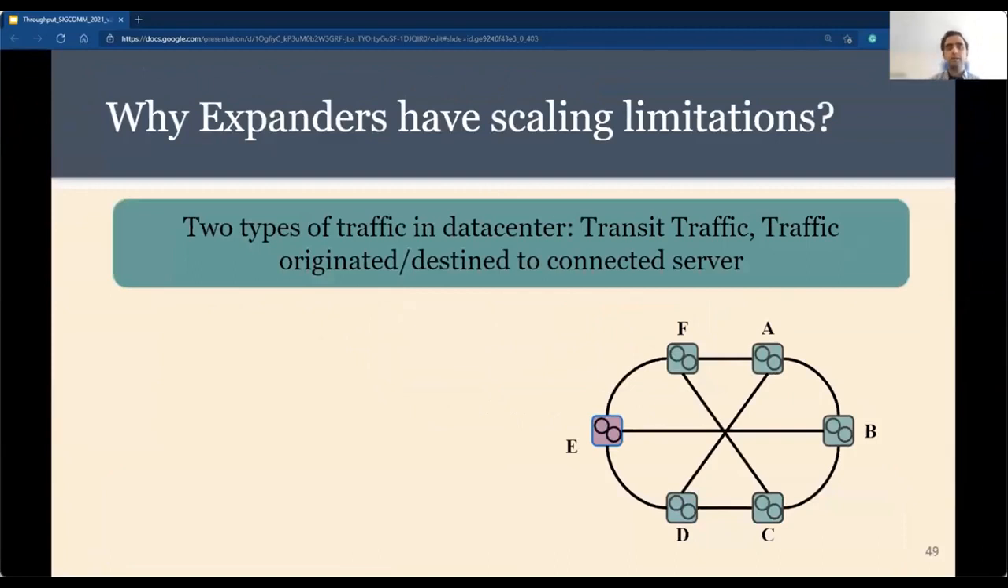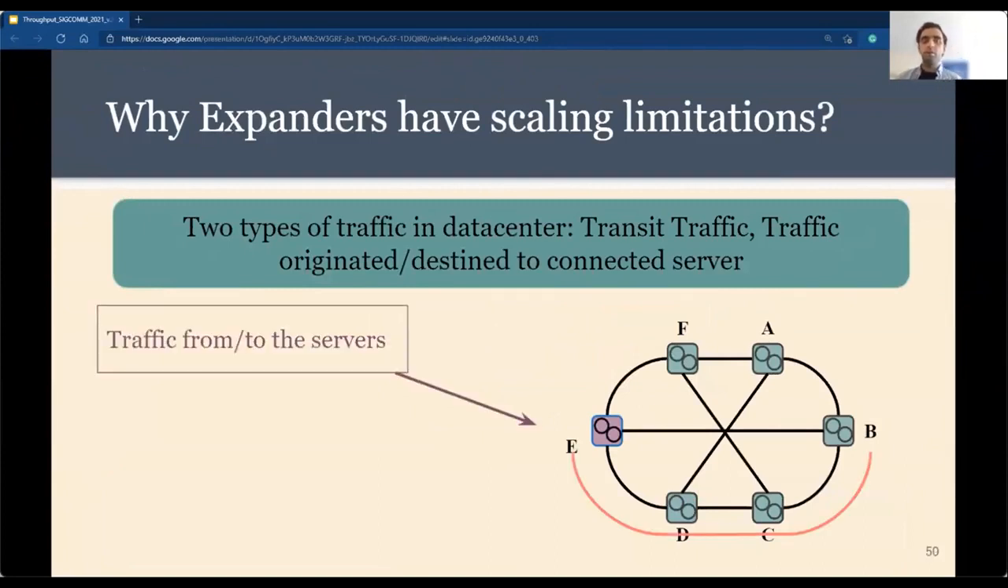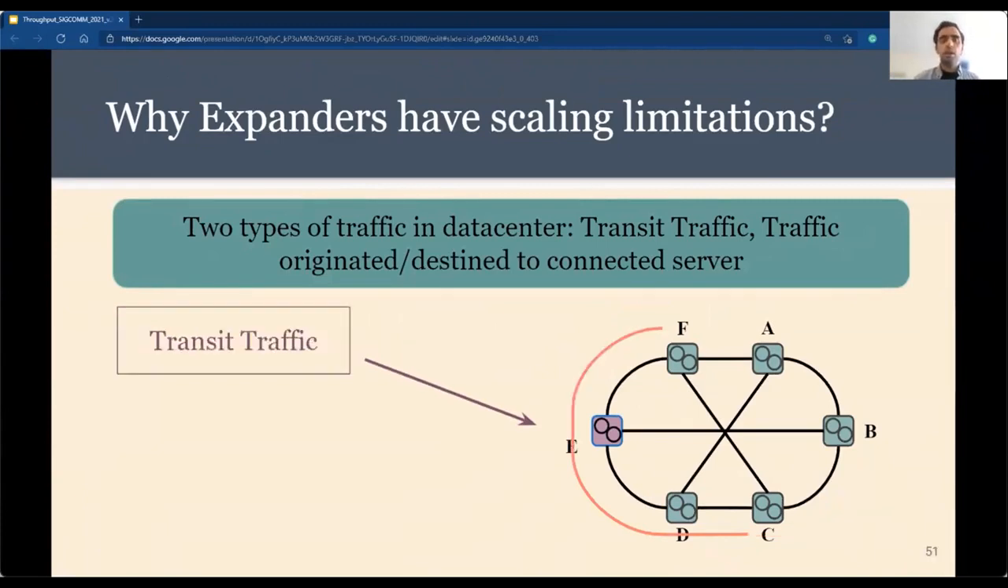To understand why this scalability issue happens, let me explain 2 types of traffic in a data center. The first one is traffic from or to the servers. For example, when servers under E want to communicate with other servers, E needs to handle that. The second type is transit traffic that doesn't belong to servers under E, but E needs to use some of its capacity in order to route. For example, a flow from F to C that goes through E.